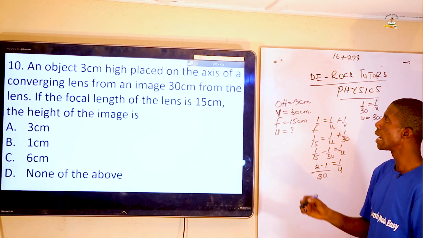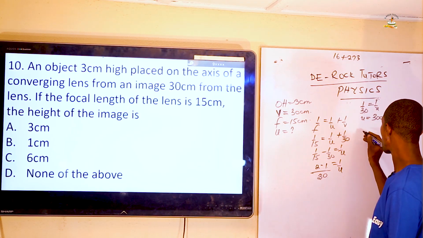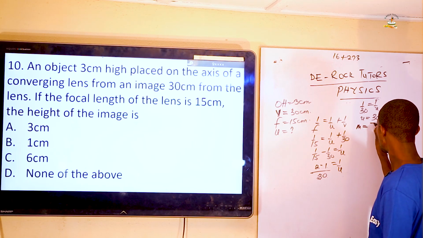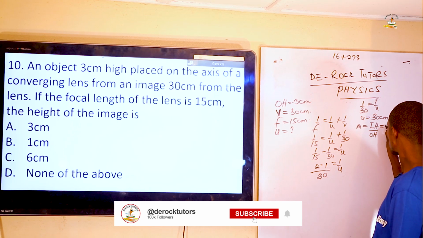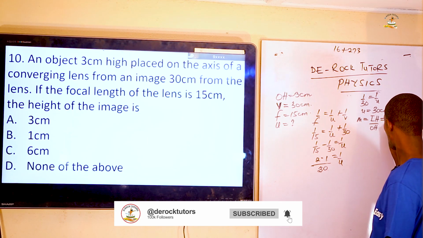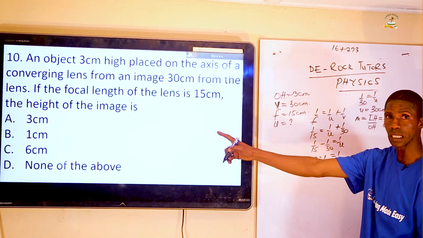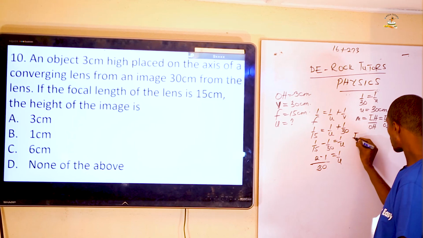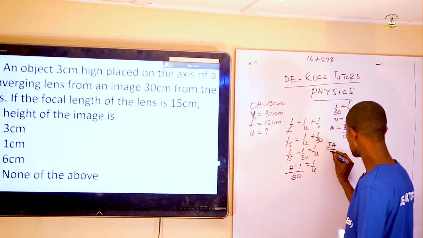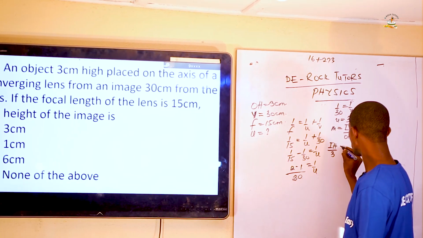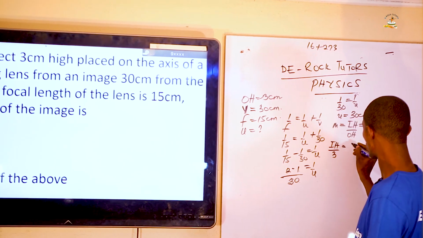But the question says I should get the height of the image. Then a formula will now connect where we have magnification, giving image height over the object height equals the image distance over the object distance as well. But I'm looking for the height of the image, which I will have as IH here, unknown, but the object height is 3 centimeter.